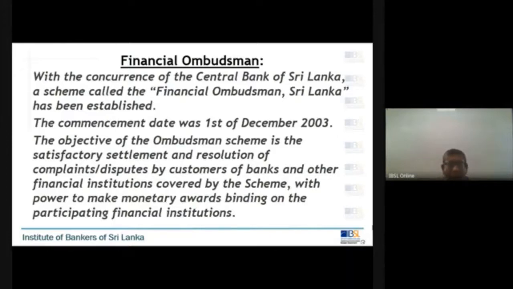Now, the ombudsman scheme in Sri Lanka commenced from 1st December 2003. From 1st December 2003 onwards, this financial ombudsman scheme came into effect. Now, what is the objective of this scheme? It is a good thing for protecting customers. Why? Suppose a financial institution does some injustice to the customer. What can an innocent customer do? If he wants to file action against the bank, he has to go to the courts.